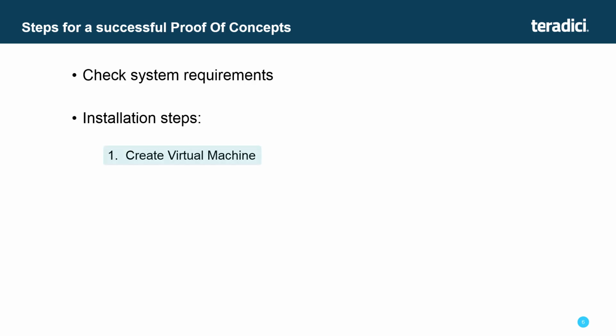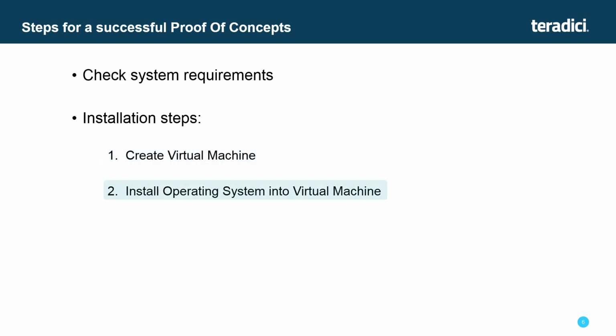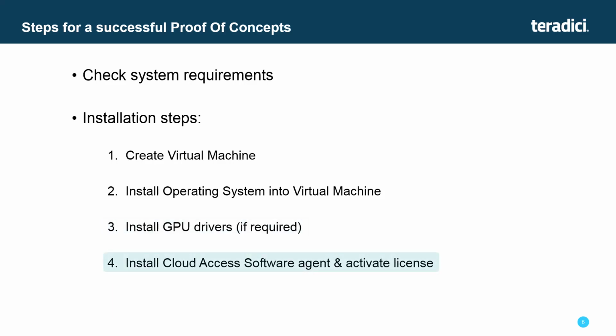First, a virtual machine or physical machine should be prepared with the correct hardware configuration. Then, the operating system should be installed onto the machine. If a GPU will be used, then the graphics driver should be installed. And finally, the Cloud Access Software agent should be installed and the license should be activated.